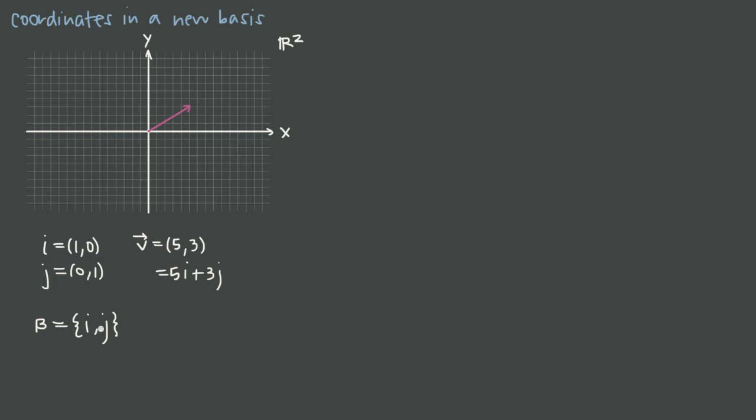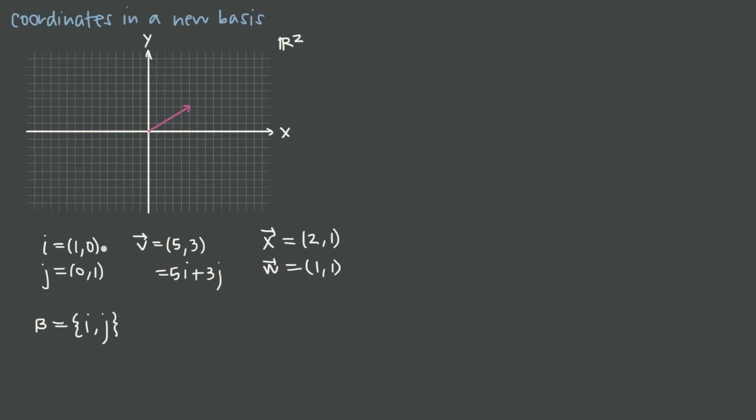Instead of having the basis B, which is defined by the vector (1, 0) and the vector (0, 1), let's say instead that we wanted to use two different vectors. Maybe we'll call them the vector x and the vector w. We want to define our basis in terms of these two vectors. Let's say that the vector x is the vector (2, 1), and the vector w is the vector (1, 1).